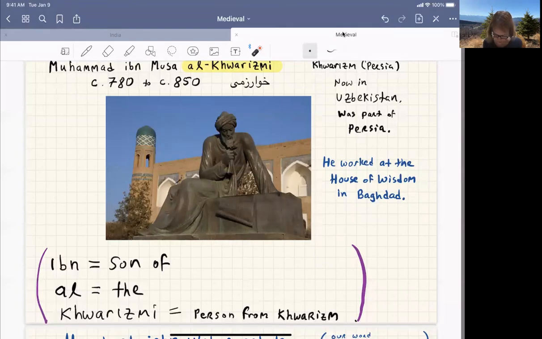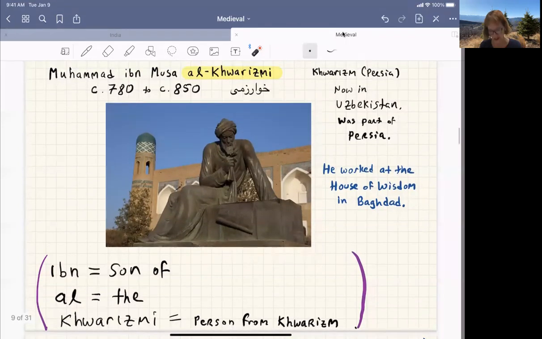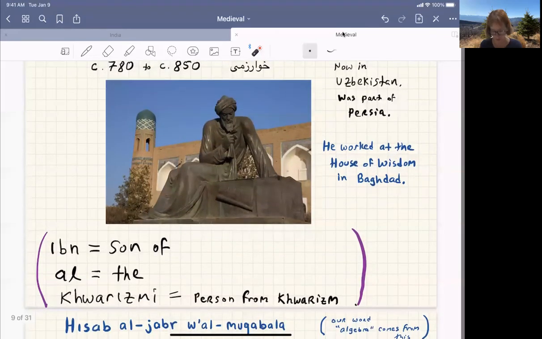Here I just have a little breakdown of what his name means. So his name is Muhammad. Ibn means son of. Musa, so he's the son of Musa. And then al, and Khwarizmi means a person from Khwarizm. So Muhammad, son of Musa, from Khwarizm. But he's still known as al-Khwarizmi to us, modern people.